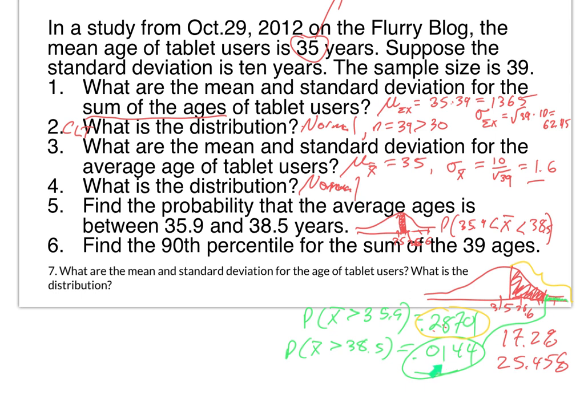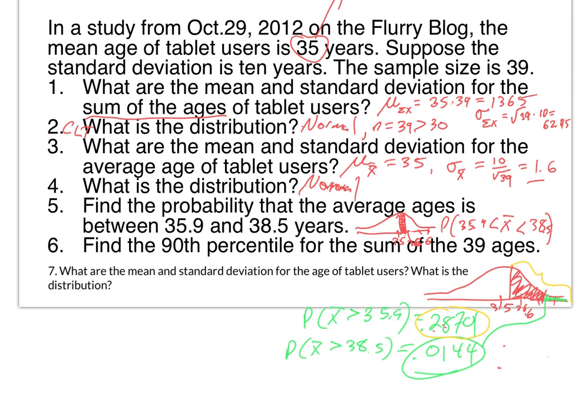If I just subtract this, I get 0.272 something. So 27%. And that would be the probability. So then a final answer would be something along the lines of, there is a 27 point, whatever number we got, percent chance, 27 point something percent chance that a random sample of 39 would have an average age between 35.9 and 38.5.